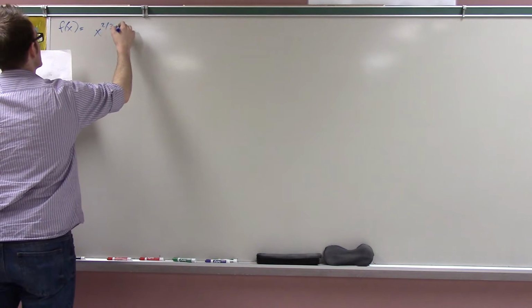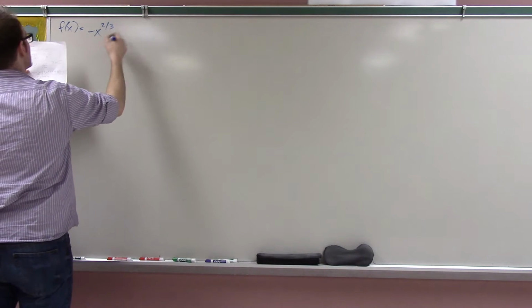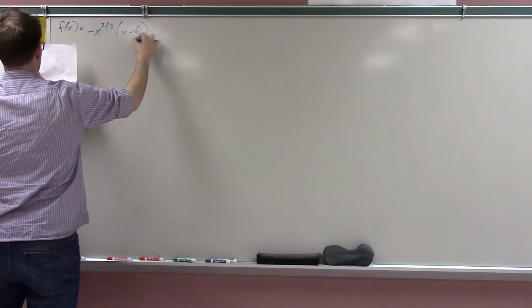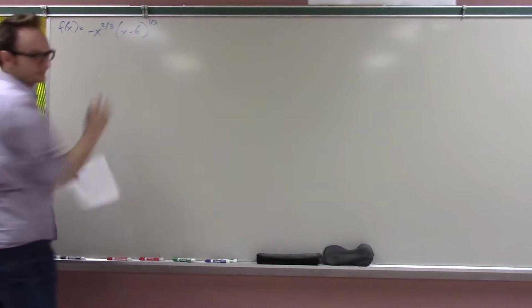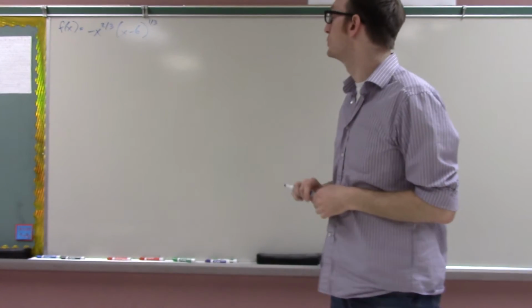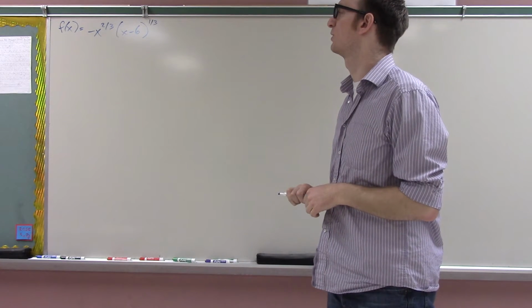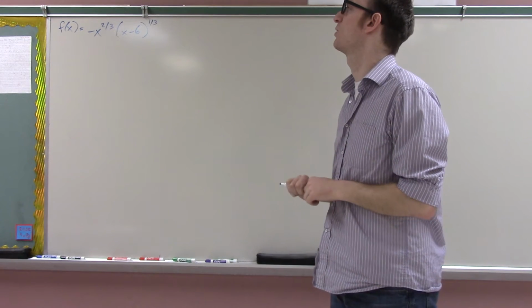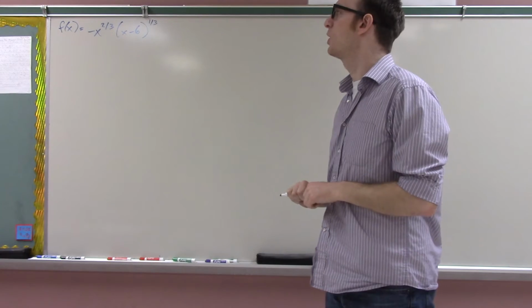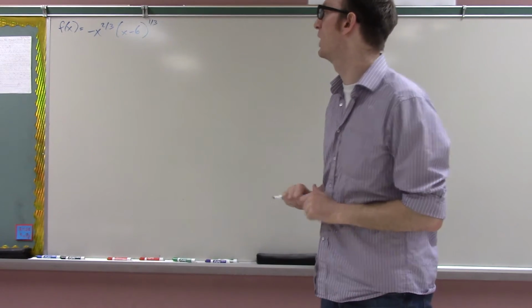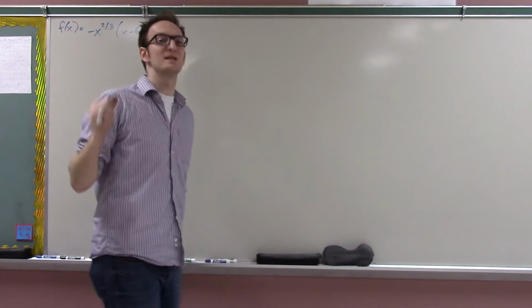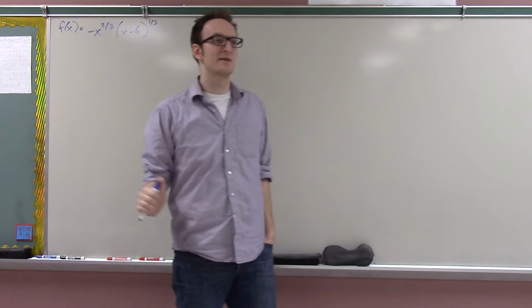So I'm just doing it over again. So here it is. The function is f of x equals negative x to the 2/3, times x minus 6 to the 1/3. We would like to learn every single thing there is to know about this function. Okay, let's go. And again, please try this yourself.